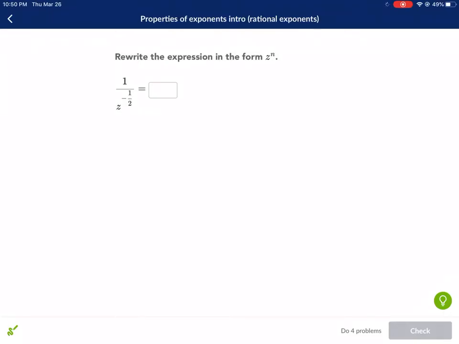Welcome back. Today we're going to be doing properties of exponents, the intro in Khan Academy, which is specifically oriented towards rational exponents. So let's just go ahead and jump right in.